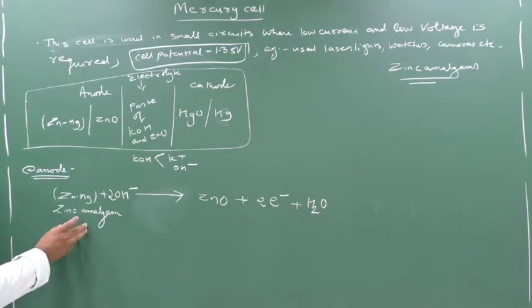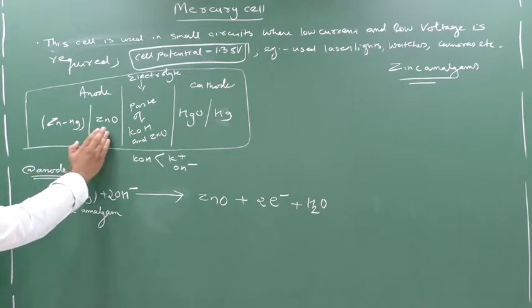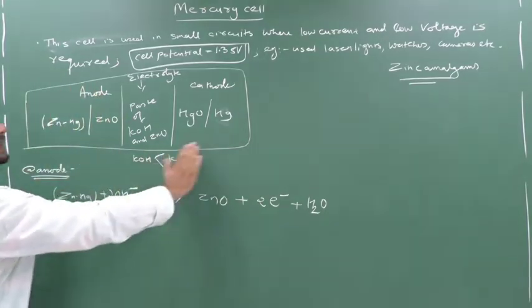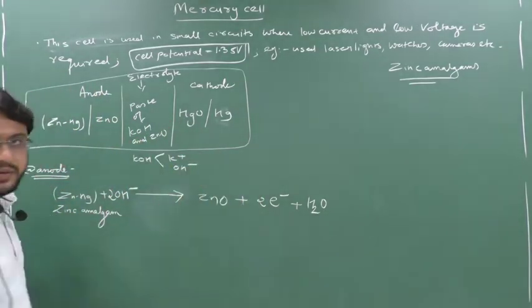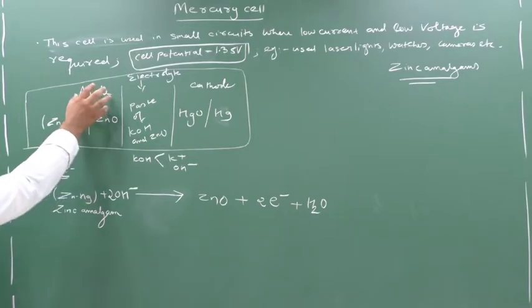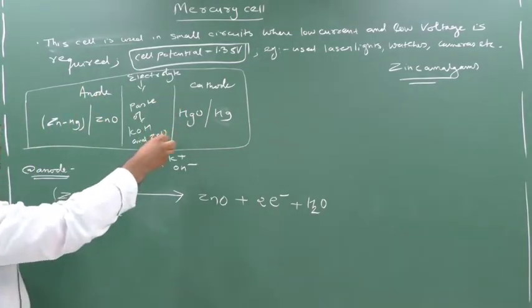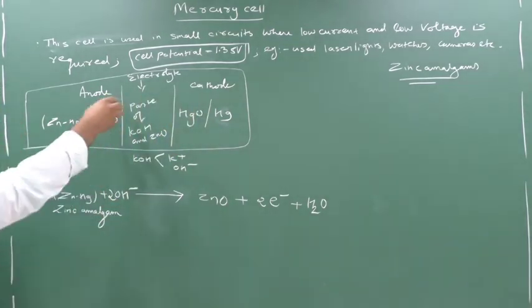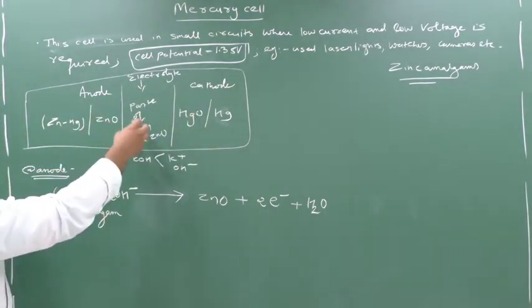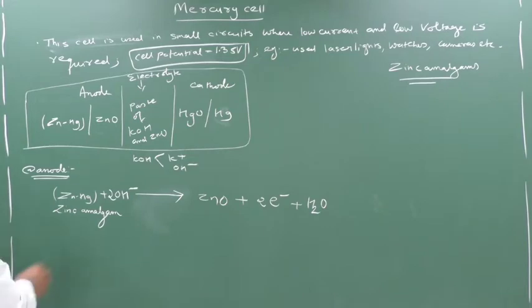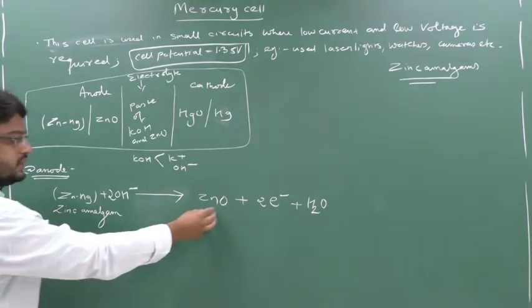I have taken the zinc amalgam, and this zinc amalgam is converted into what? Zinc oxide. This you have to remember. If you remember this, easily you can write down the reaction. So you have to remember this: at anode zinc amalgam converted into zinc oxide, at cathode mercuric oxide is converted into mercury, and electrolyte between them is a paste of KOH and ZnO.